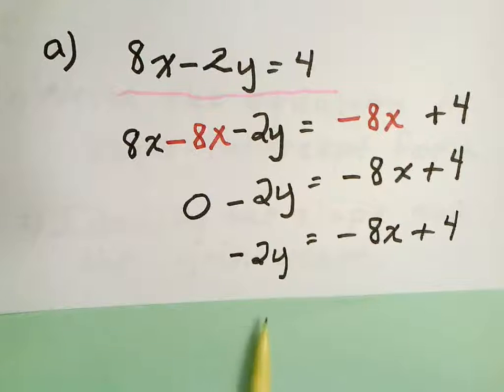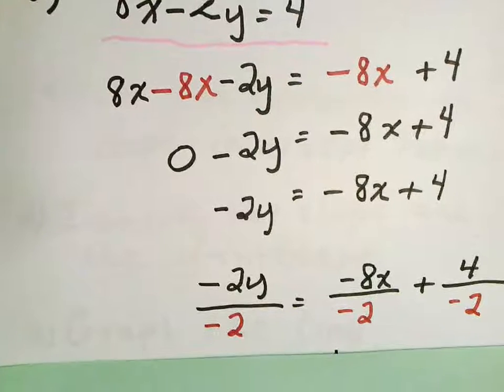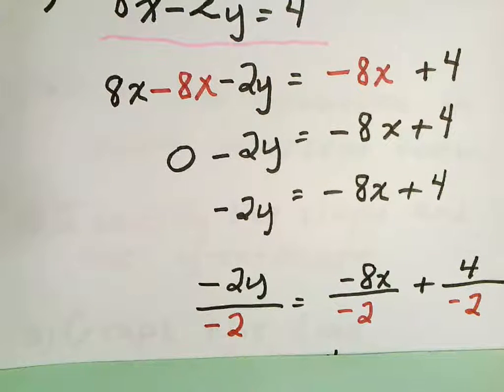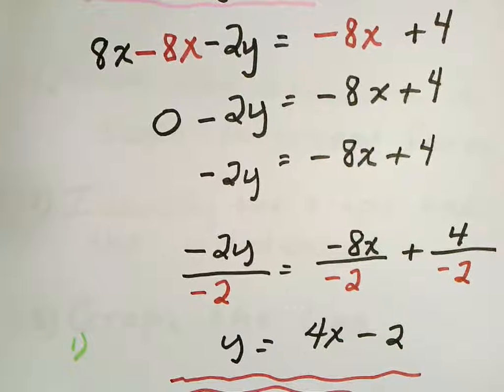Now we want to know what a positive 1y is. So the way that we undo multiplying by negative 2 is that we're going to divide all three terms by negative 2. Negative 2 divided by negative 2 is a positive 1. Negative 8 divided by negative 2 is a positive 4. A positive 4 divided by negative 2 is a negative 2. And we have our equation in our slope-intercept form. y equals 4x minus 2.